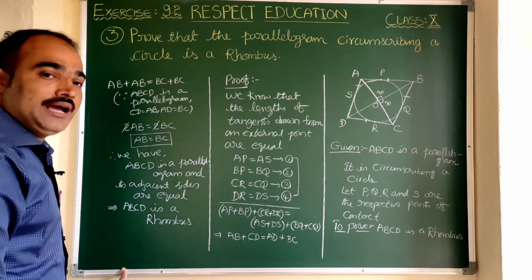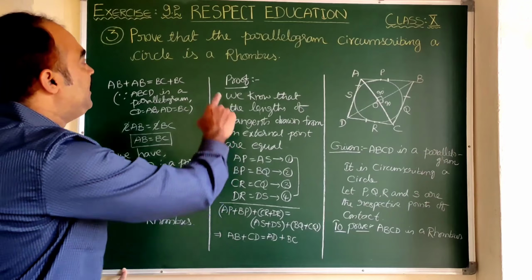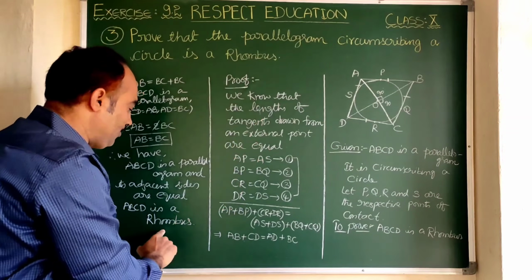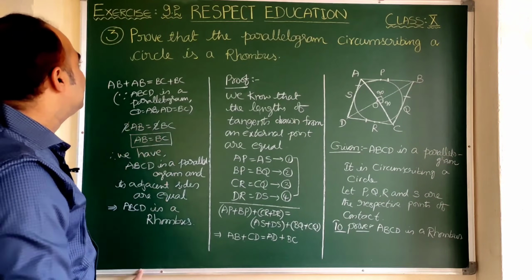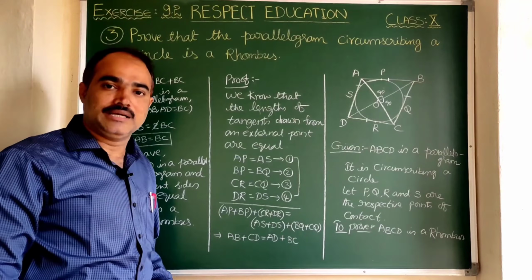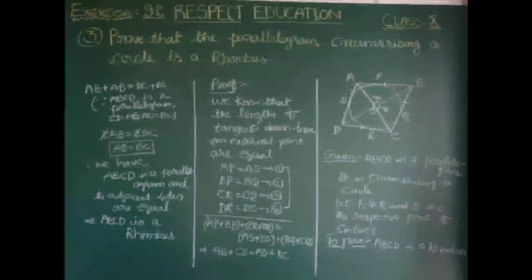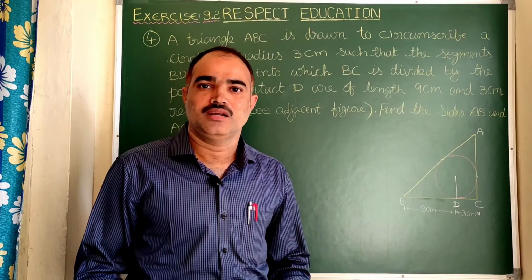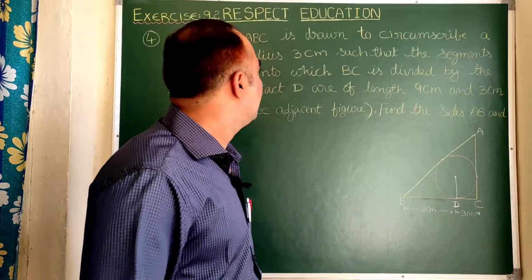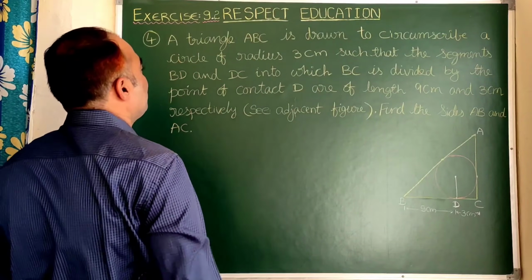So here we can conclude this problem, that here we need to prove ABCD is a rhombus. So we got the same conclusion. With this, problem number 3 gets completed. Now let us see the next question, that is question number 4.